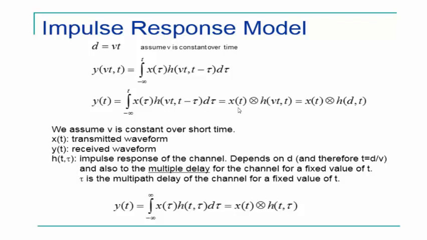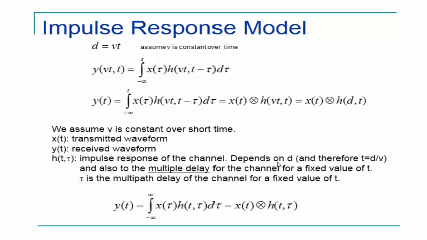Also we can write the output signal y of t is equal to the integral from minus infinity to t of x of tau h of vt comma t minus tau d tau, which is nothing but x of t convolved with h of vt comma t. So we can write x of t convolved with h of d comma t.